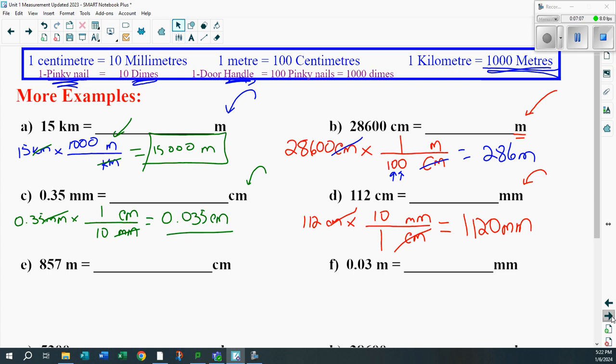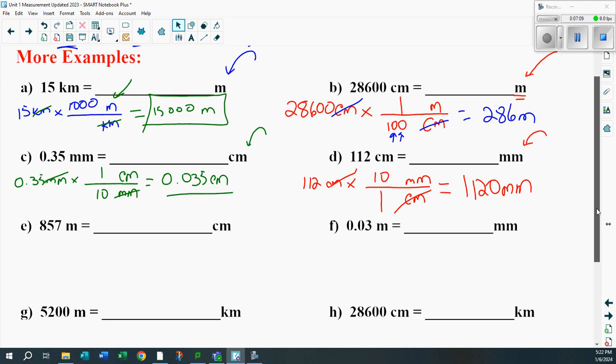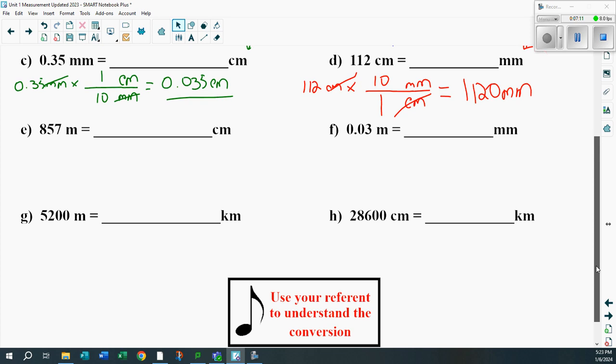Woo! Oh, I think we're getting this. I think we're getting this. Let's keep on going. Here we go. So always use your referent here, ladies and gentlemen. Make sure you use your referent to understand your conversion. Okay.